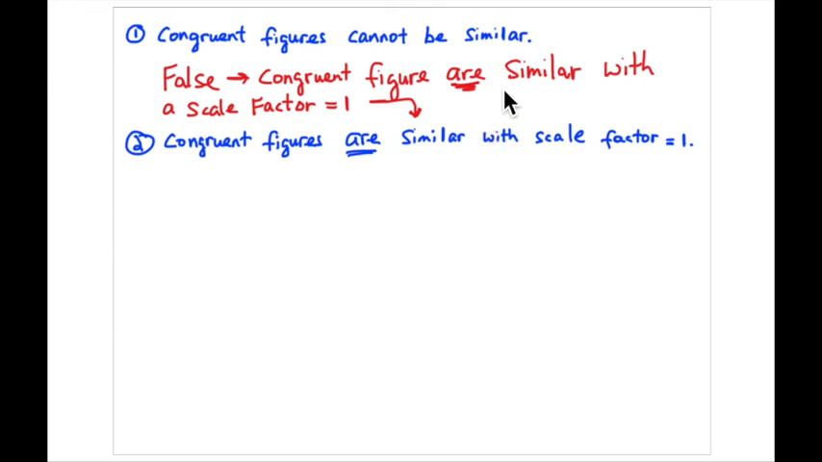Congruent figures are similar with a scale factor equal to 1. So congruent figures are always similar to each other. It's just that they're not made larger or they're not made smaller. It's just an exact copy with the scale, and that means the scale factor is 1. So that's number 2. Congruent figures are similar with scale factor equal to 1.